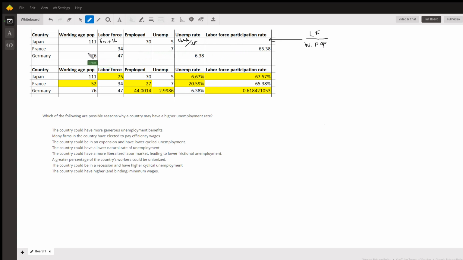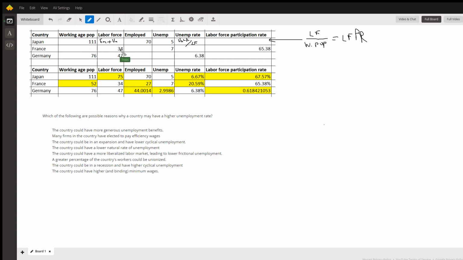Okay, second one. If we know the labor force participation rate, if we already know that, then you just plug that number in, and we already know the labor force, which is this 34 here. We don't know the working age population. Rearrange it, and you'll just algebraically solve for it, and you can get that there.